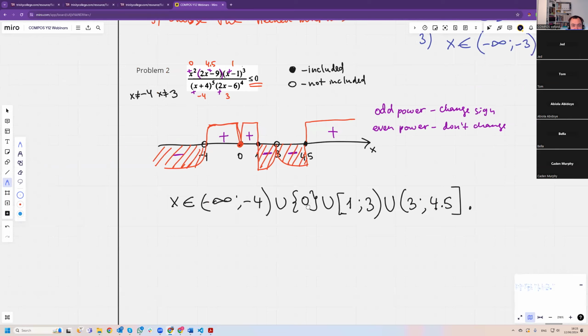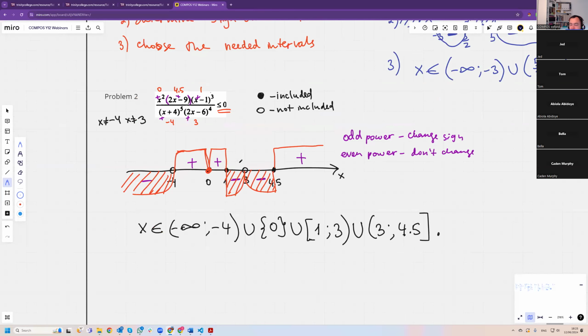And yeah, how well do you understand this problem on a scale of 0 to 10, please?